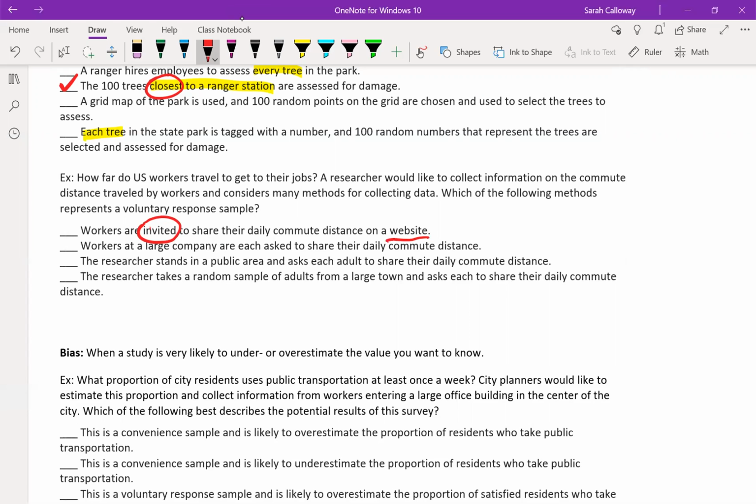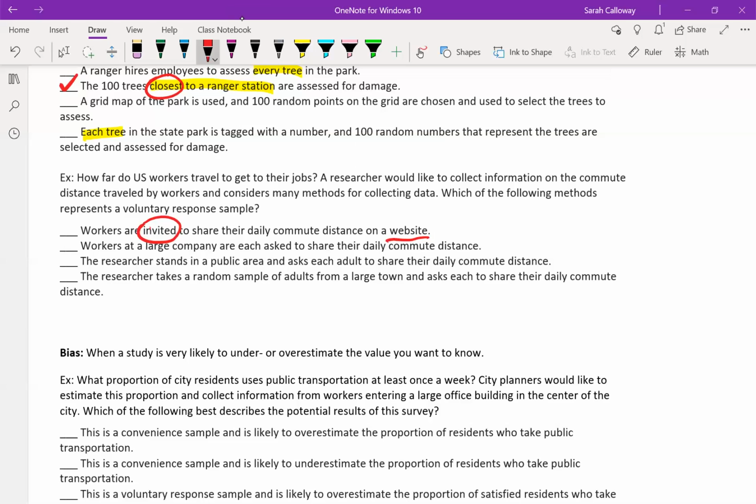So the difference between these two is that I'm going up to you and asking you this question. I'm not giving you information on how you can get to my survey, right? I'm actually asking you the question. And so that's not going to be volunteer basis. I'm not putting it entirely in your hands. Think about it that way.